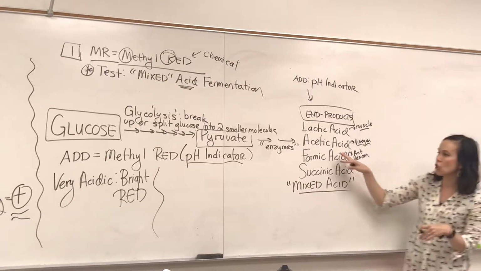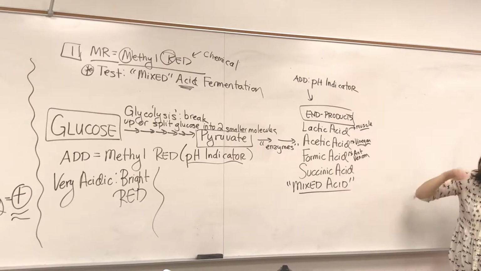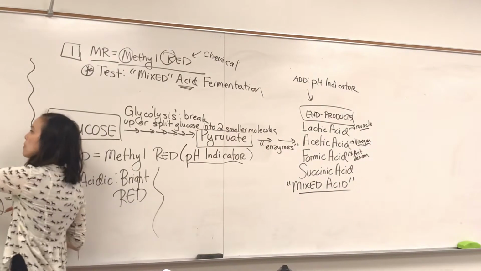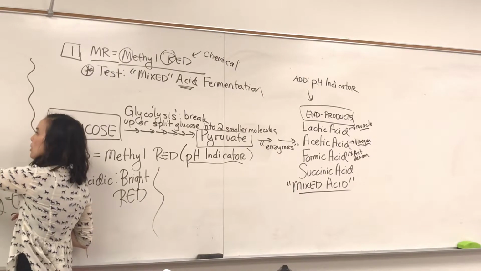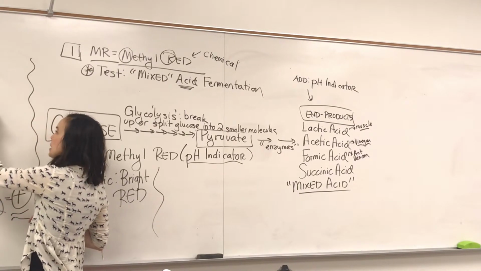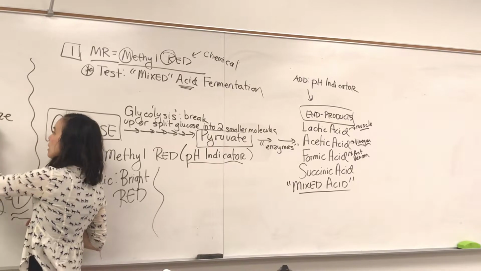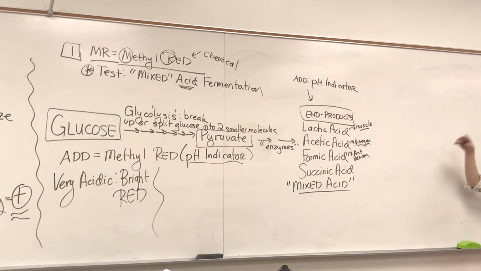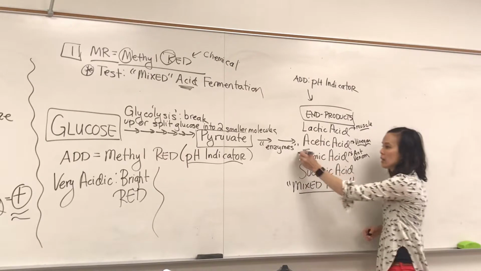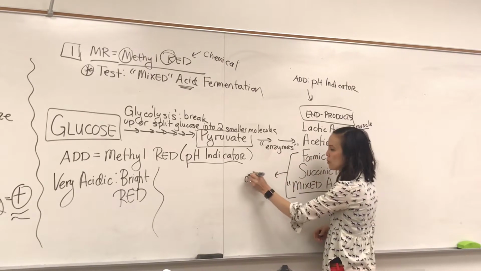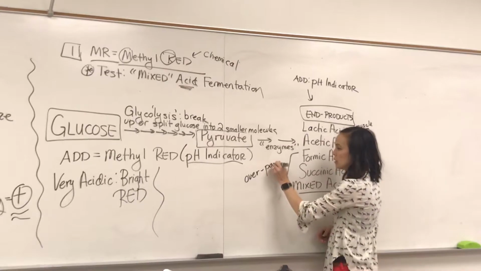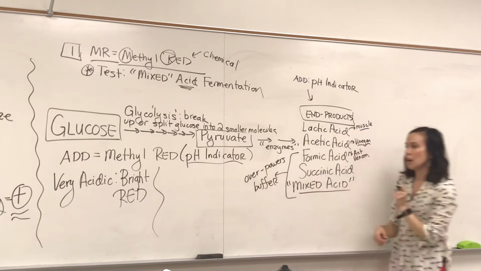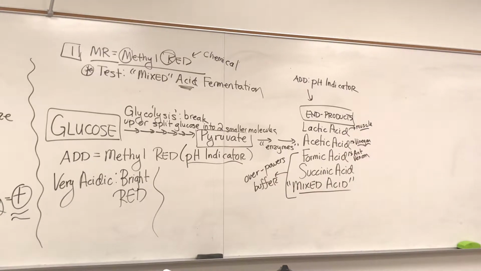It should be so acidic, all of these end products here, even though we have a buffer in there. Buffers are something that we add that stabilize the pH so it doesn't move around a lot. But if you get the mixed acids, it'll be so acidic that it'll actually overpower the buffer. So even though we have the buffer in there, hopefully you get the bright red.